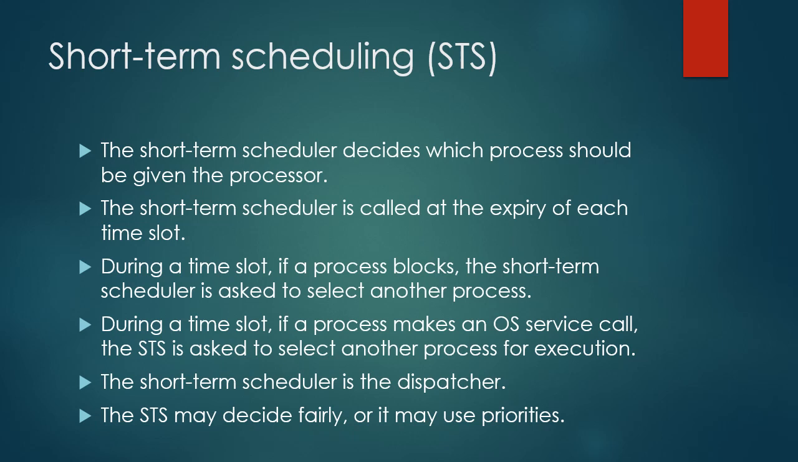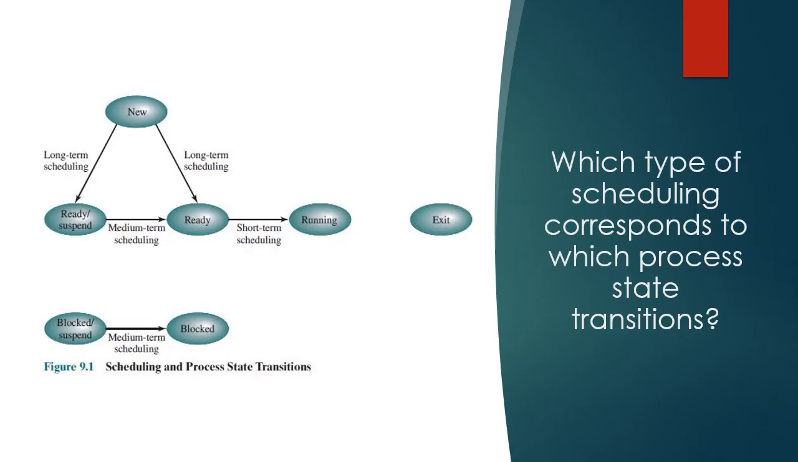The STS may decide fairly or it may use priorities. If it selects the process which came first, it is fair. If it selects the process with the highest priority, it is being biased towards a set of processes.